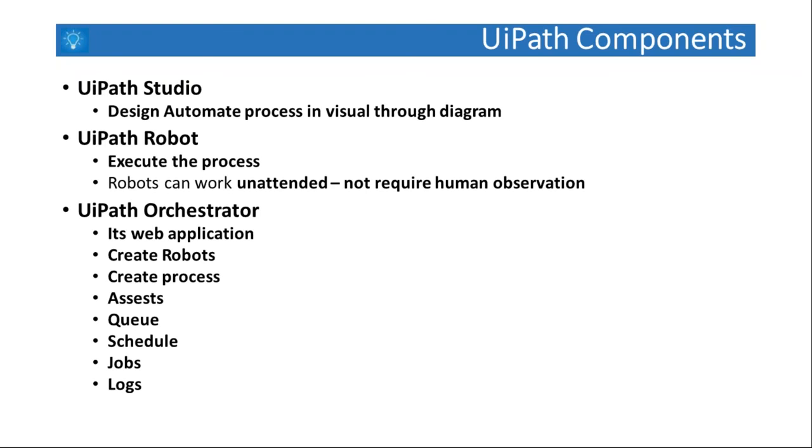So what is Orchestrator basically? It is a web application where we create the robots and create the processes. For whatever package you're deploying, I create the process, where I give some name. If you want to process invoices, give the invoice name. If you want to process some other information, give that information. Like that, create the process.